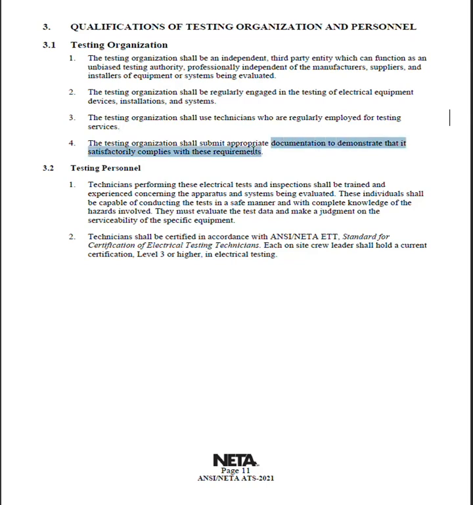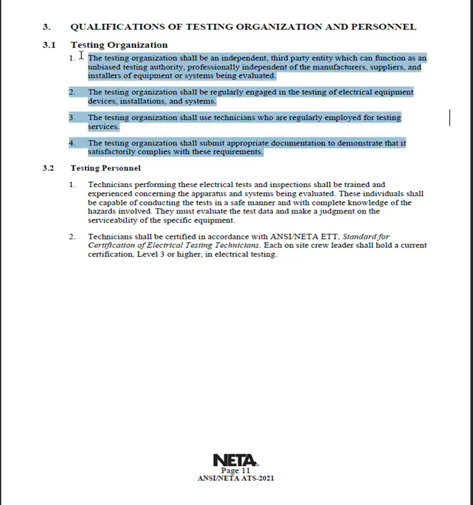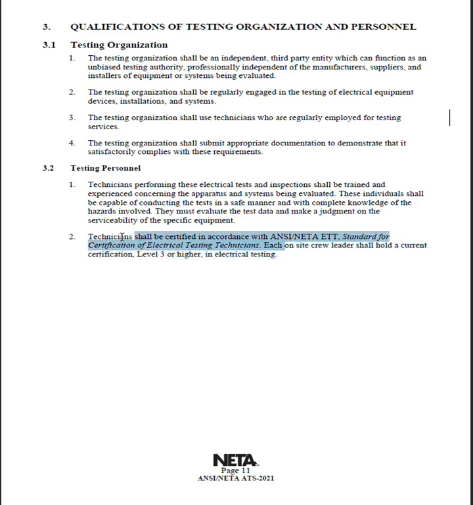And then it's the testing organization's requirement to make sure that they are maintaining their own certification. Test technicians right here, if you want to find out what is your requirement for testing, how do I make level 2, level 3, level 4? This NETA ETT, standard for test technicians, is going to outline all of your requirements, your job performance criteria, and everything is outlined in that book. So use that to your advantage.